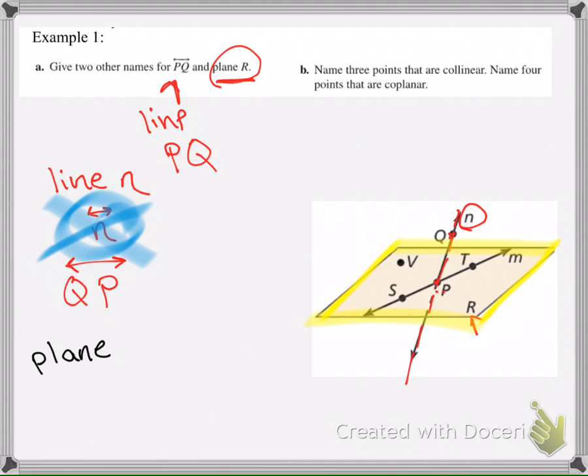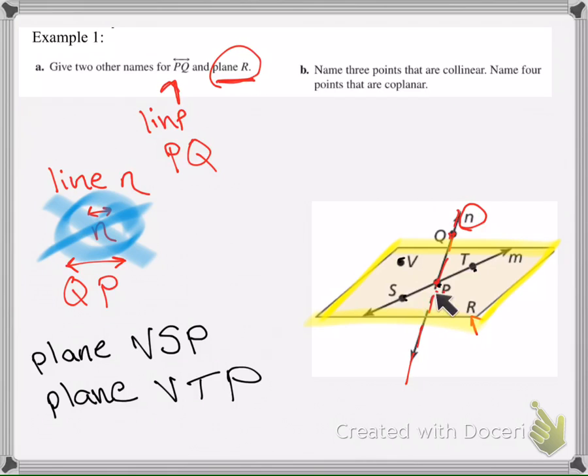let's see, VSP. Those aren't all in one line. Or I could call it plane VTP. Those are all in one line. But I couldn't do plane S. I couldn't go plane SPT because those are all in one line. I can't do that. Okay.